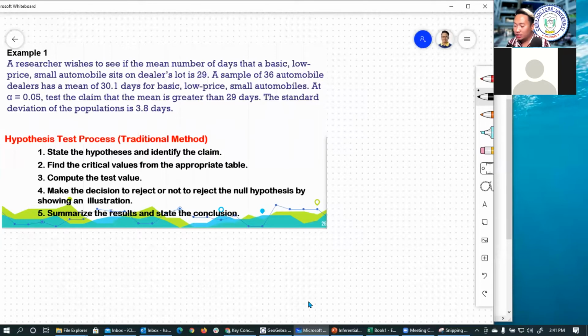For step 1, guys, let's try to determine or state the null hypothesis. So step 1. What's our null hypothesis and what's our alternative hypothesis? Anyone can answer. You can write your answers on our chat box. Okay. Jarek answered mu equals 30.1. Okay, that's a good answer, Jarek.